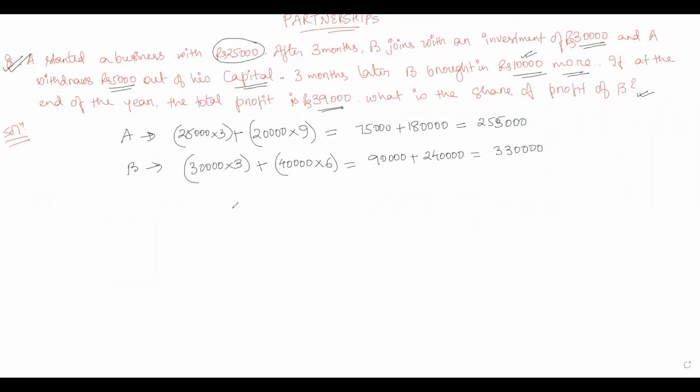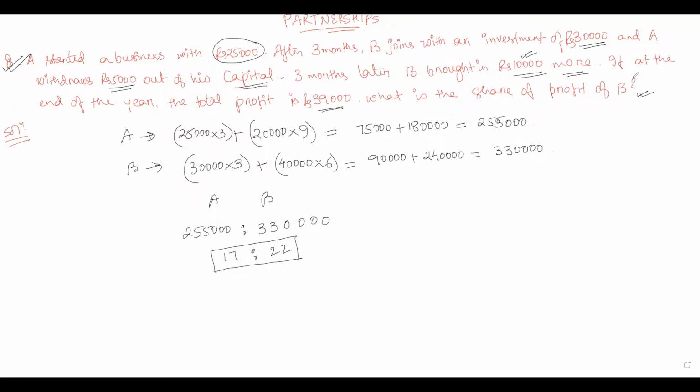So now we can find the ratio in which they will share the profits. So this would be simply 2,55,000 is to 3,33,000. So now if you calculate this ratio comes to be 17:22. So that means in this ratio, the total profit would be divided between A and B.